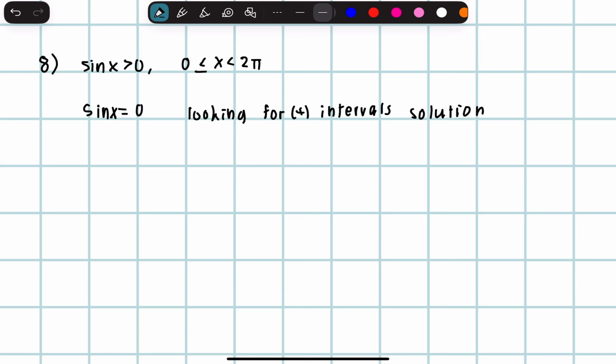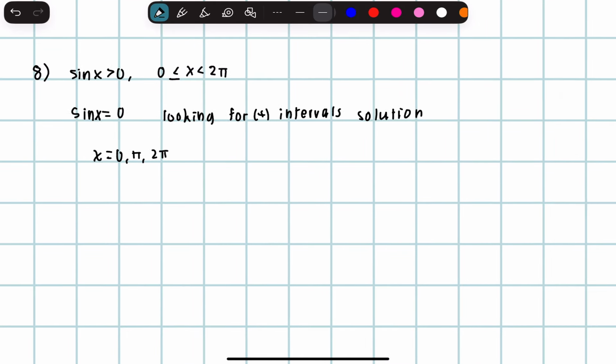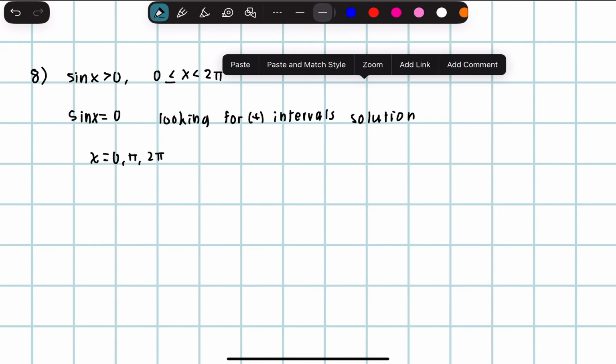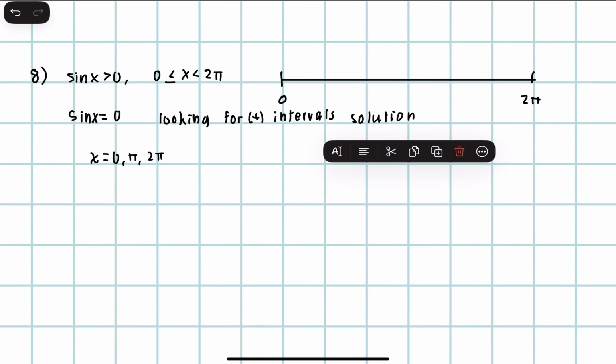Now we have to change the inequality sign to an equal sign. So sine of x is equal to 0. And this happens at x is equal to 0, pi, and also at 2 pi. So these are our boundary points. Now we can create our boundary inequality equation.